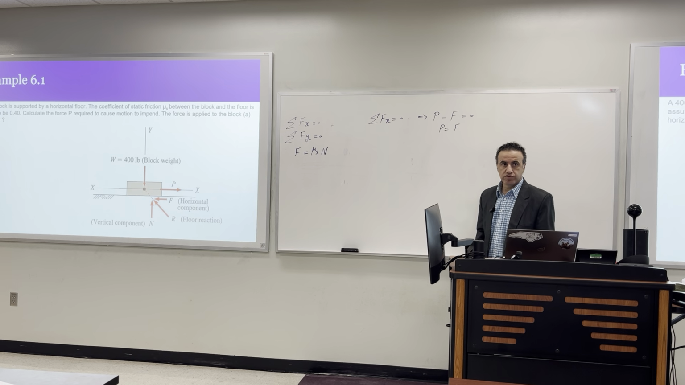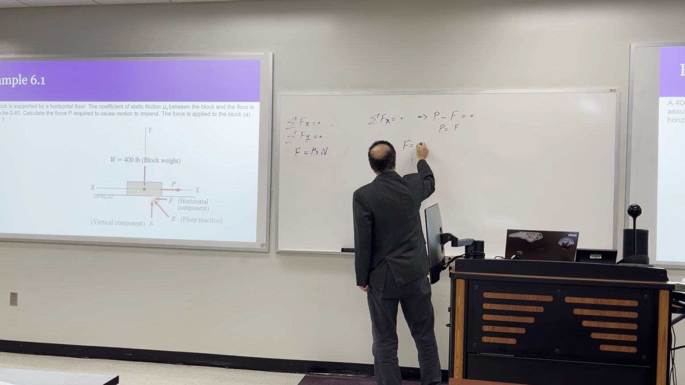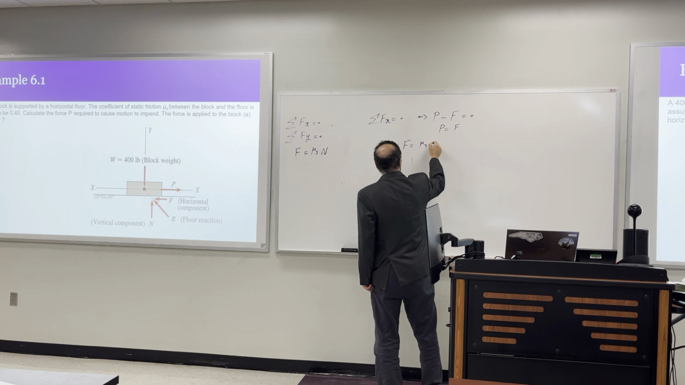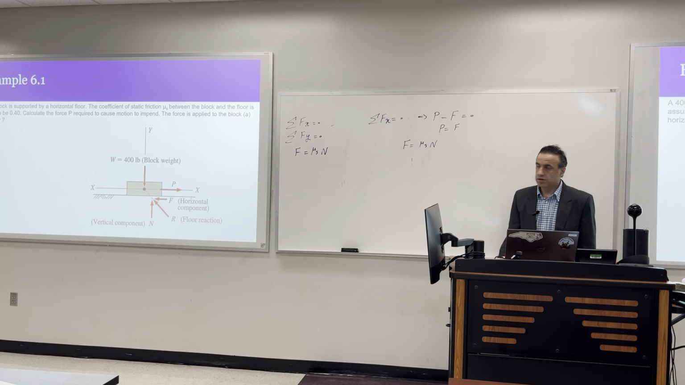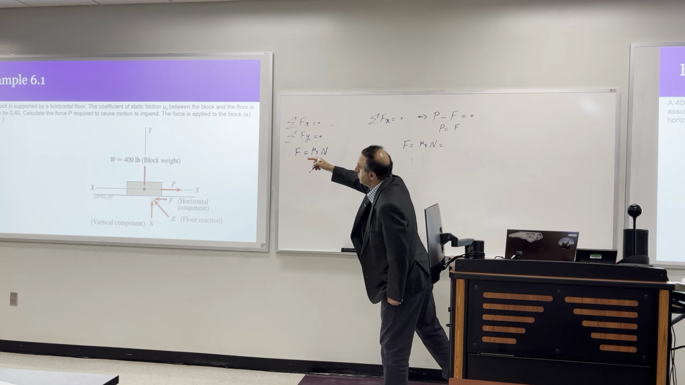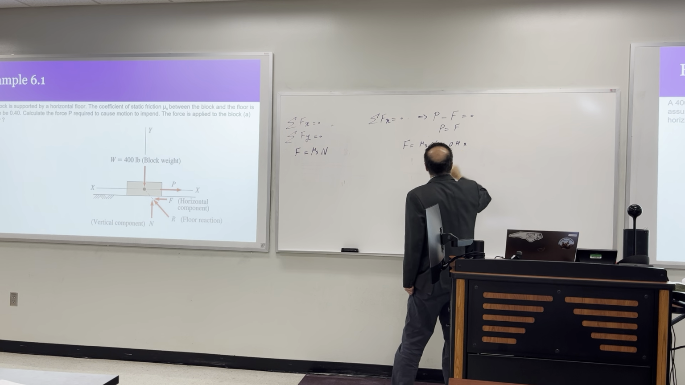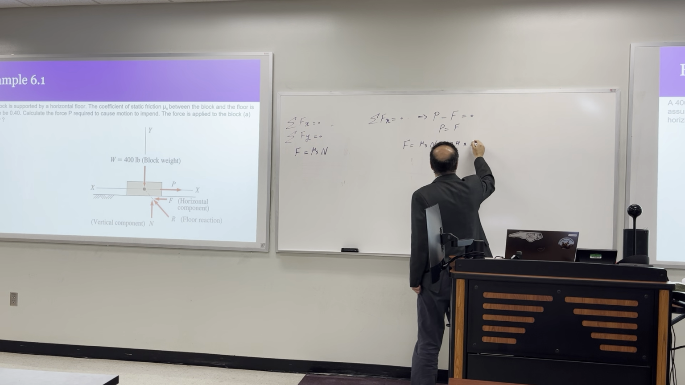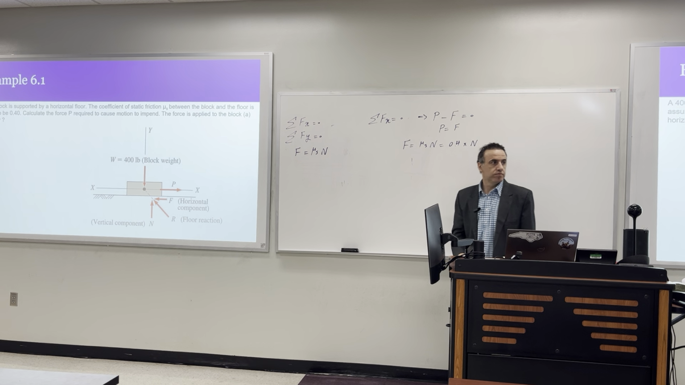So P will equal the friction force. What is the friction force? Friction is mu s times N. What is mu s? It's given, 0.4, times N. So we need N, right, everyone?